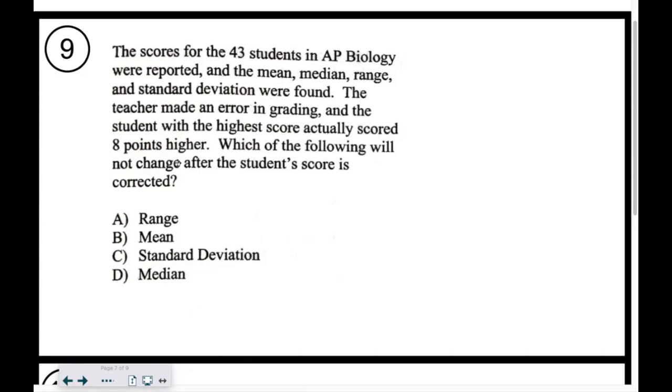Well, the range is the highest minus the lowest. Well, only the highest score will actually be higher than it was, but the lowest score will still be what it was.